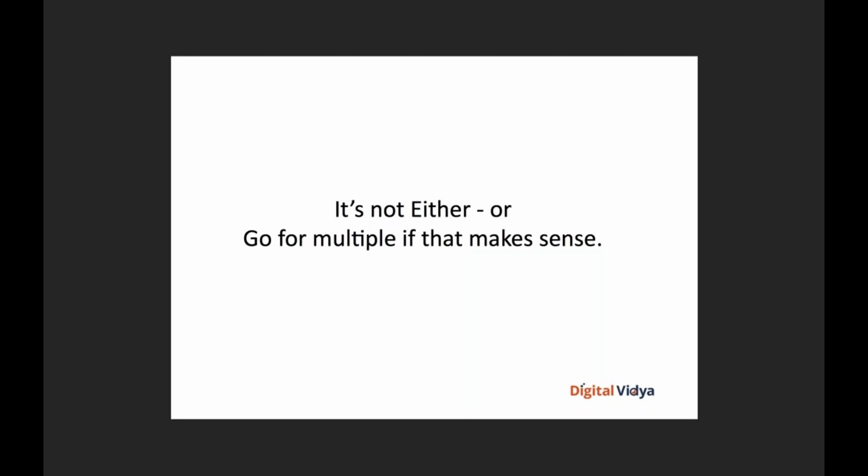And of course, it's not either or. It's a combination of several things which you need to use, and there is a certain learning curve which you would need to go through as a business before you actually determine what exactly works for your business in your context for your consumer demography.